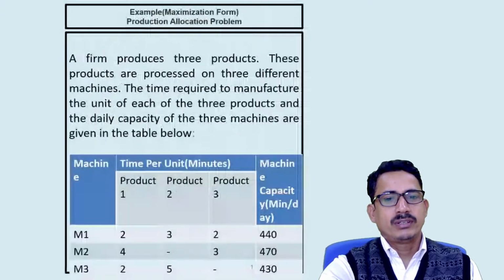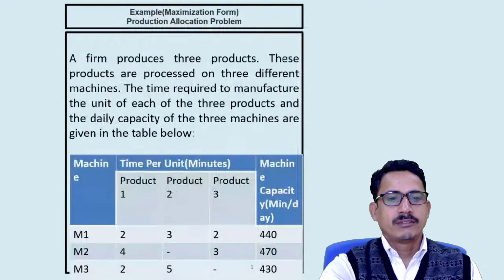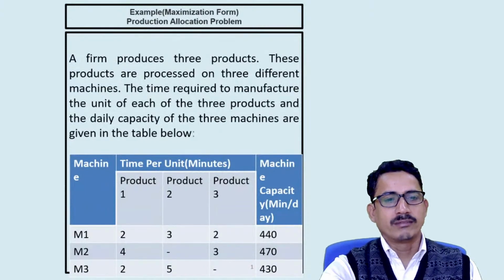We have 3 machines. Each machine has a constraint. The first machine can be used at most for 440 minutes. It is 470 minutes. It is 430 minutes. You cannot use beyond that. How much time you use for products 1, 2, 3 on a machine is up to you, but you cannot exceed 440 minutes. Similarly for M2, similarly for M3.